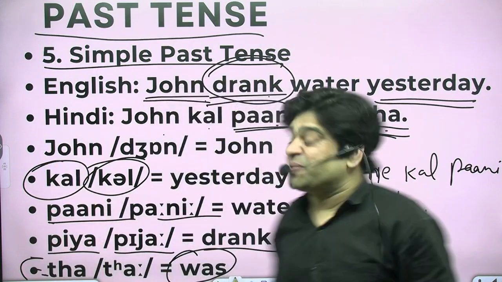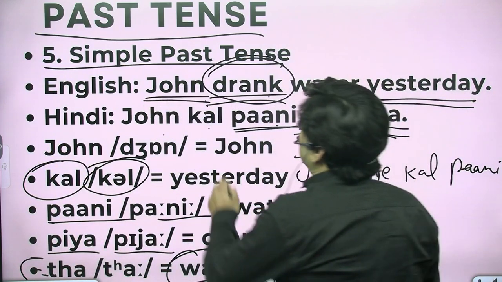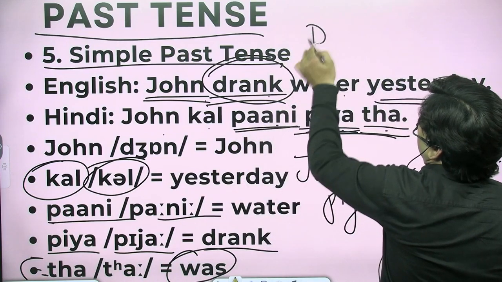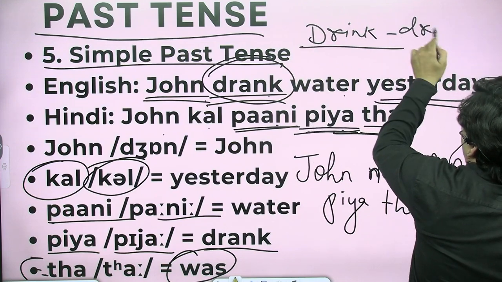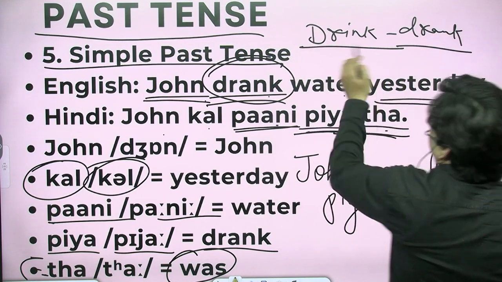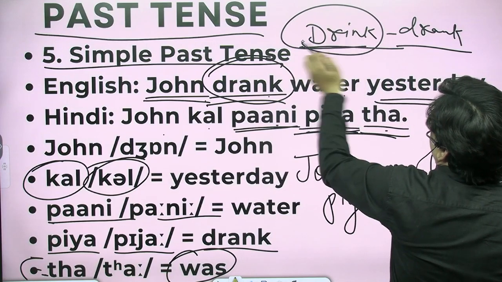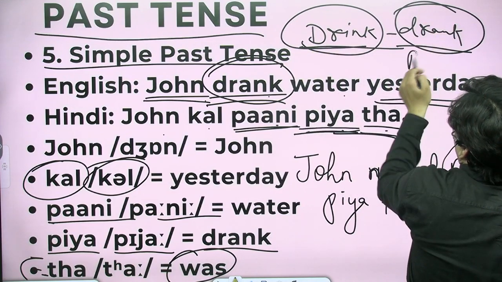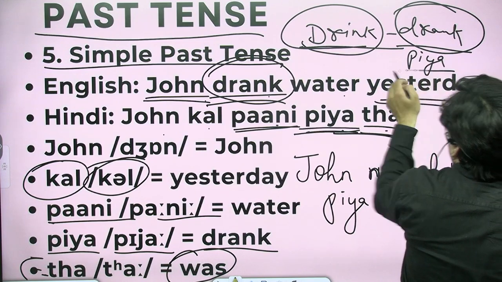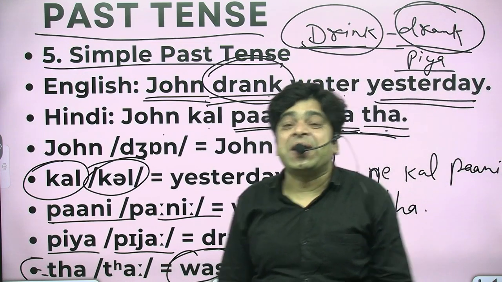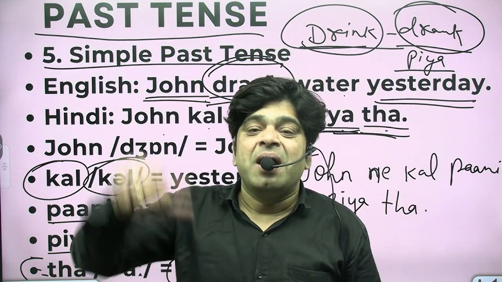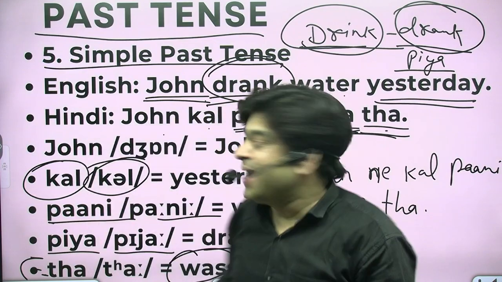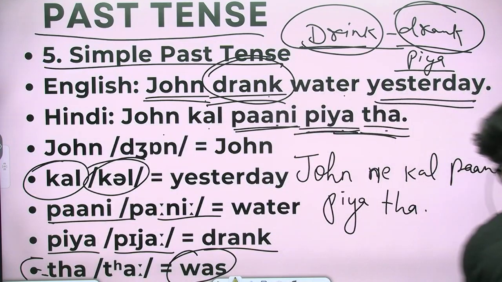I just want to emphasize the verb drink. Here in past we use drank. So drink is pina, drank is piya. I drank, I had, maine piya. Got it? So here it's clear, I believe.